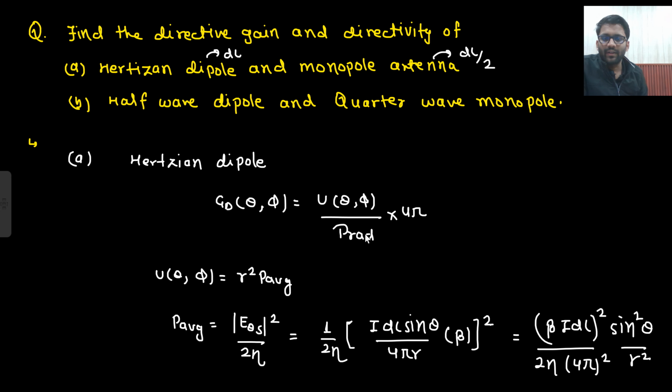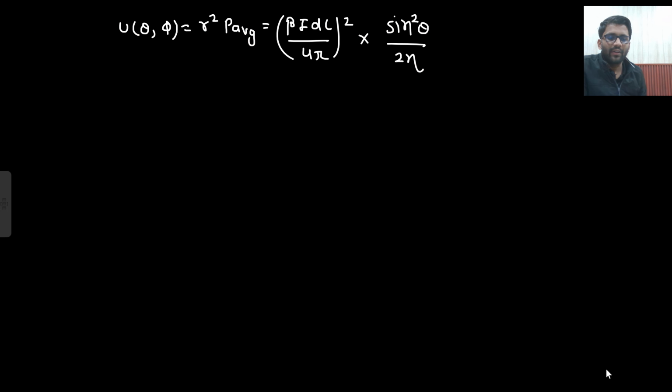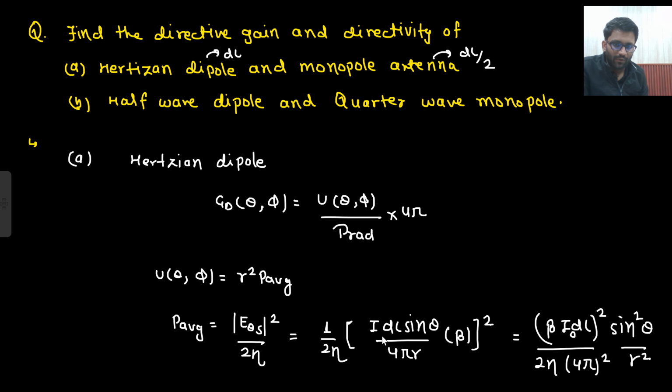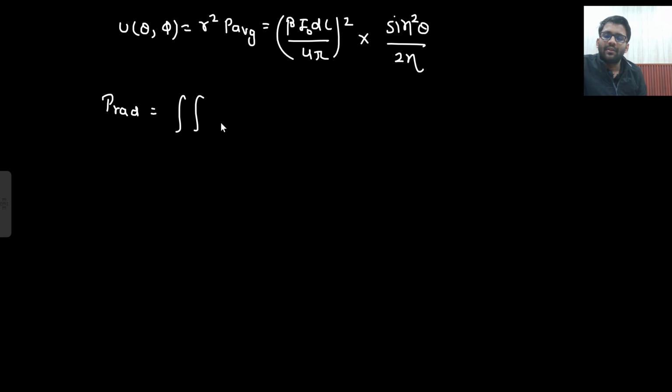Now what do I need to find? This is U(theta, phi). I found it, 4 pi I am already having, and now I need to find P radiated. So what is my P radiated? P radiated I already know, although that P radiated is 80 pi square into dl by lambda whole square into I naught square by 2. But let's not just apply that formula. Here I naught will come, that was an error from my side.